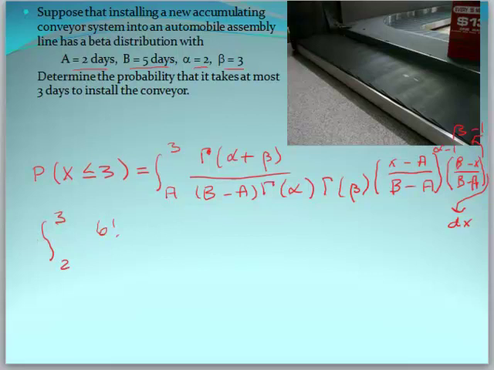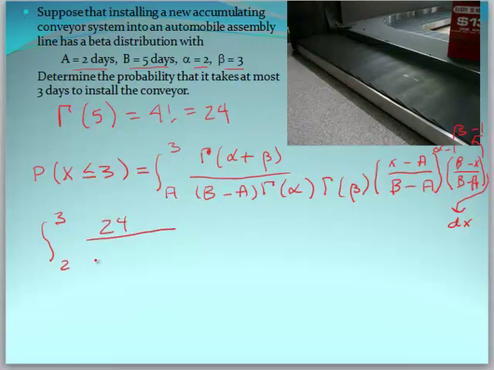Okay, so we have alpha plus beta is 5, so that will be gamma of 5 factorial, and gamma of 5 is equal to what? Gamma of 5 is 5 minus 1 factorial, which is 4 factorial, which is 4 times 3 times 2, which is 24. So we've got 24 up here.